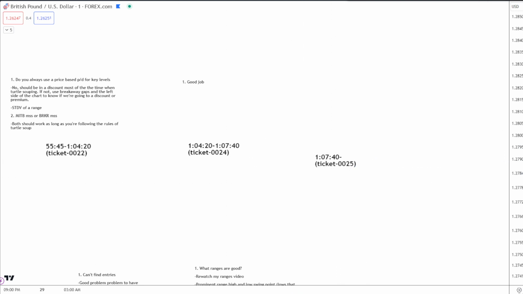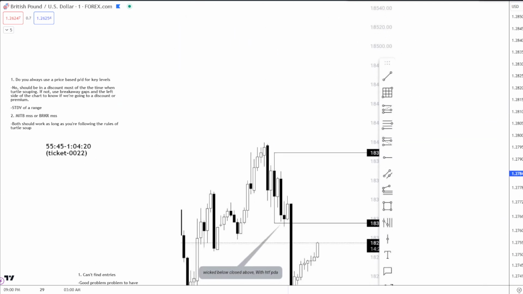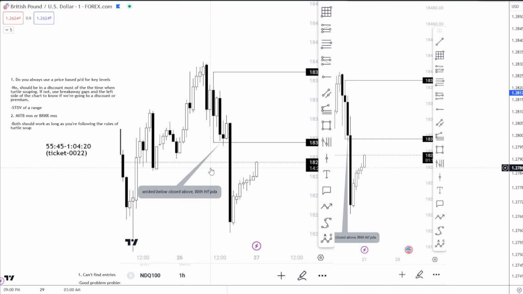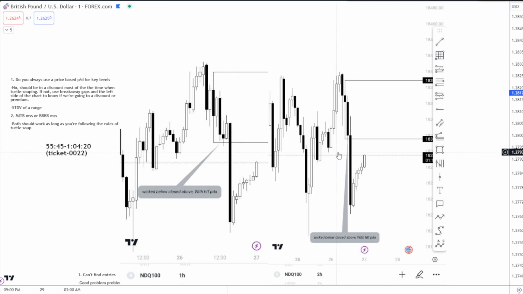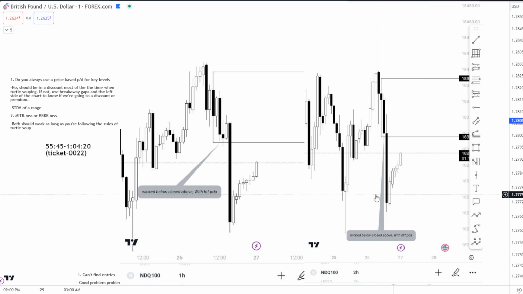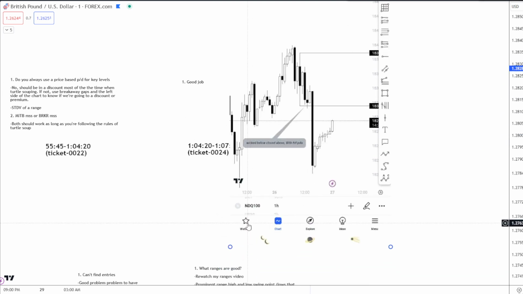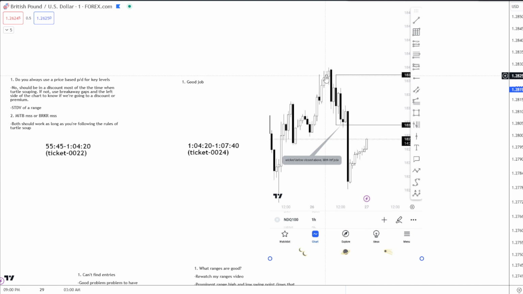So how can I avoid this one? It also has a higher time frame PDA than wicked below and closed above, but it still failed. How can you avoid this? Wicked below, closed above with higher time frame PDA, but we still went lower. I'm not sure, right? Probably something with the higher time frame analysis. Right, I don't know if we tapped into anything here.